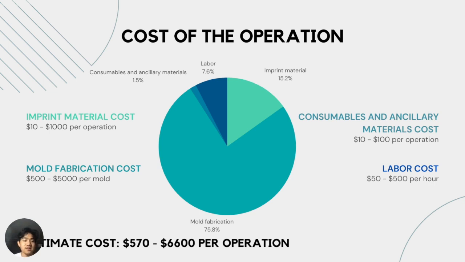The mold fabrication costs around $500 to $5,000 per mold. The consumable and ancillary material costs around $10 to $100 per operation. And the last one is labor costs around $50 to $500 per hour. So the estimated cost is around $570 to $6,600 per one operation.